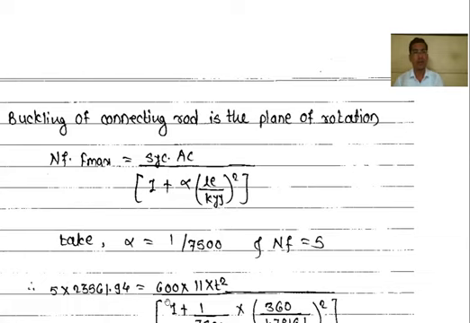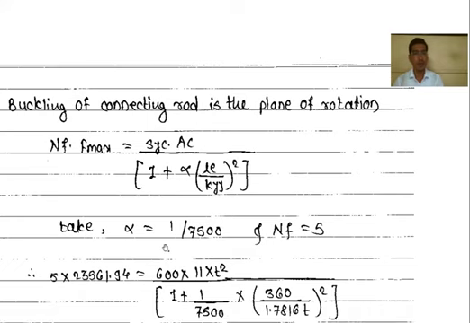Then buckling of connecting rod in the plane of rotation. Therefore, N F into F max is equal to S yc into A C divided by 1 plus alpha L E upon k yy bracket square. So here N F is the factor of safety, F max is the maximum force, then this is compressive strength, A is the cross sectional area, L E and k yy, etc. Take alpha equal to 1 upon 7,500 and factor of safety 5.